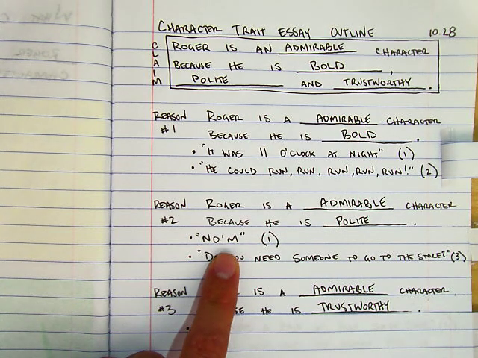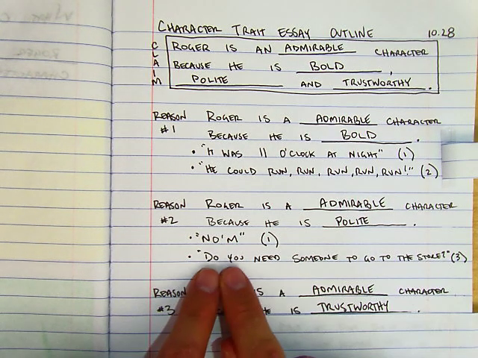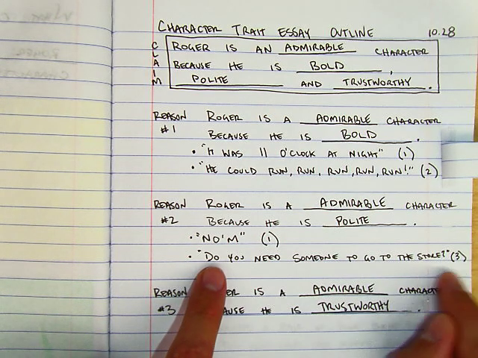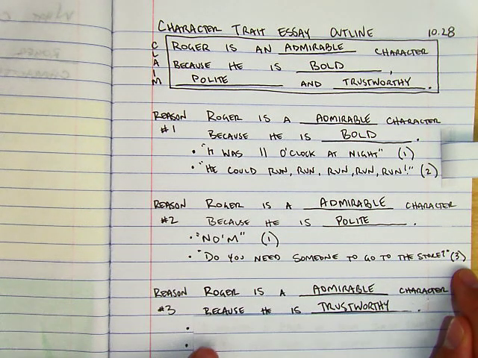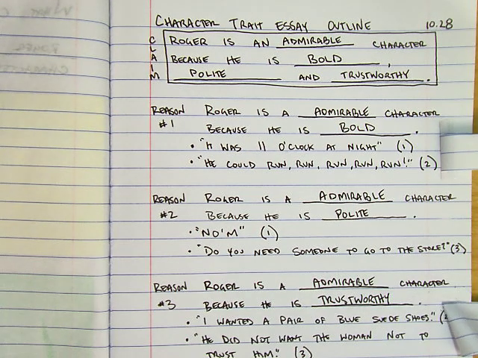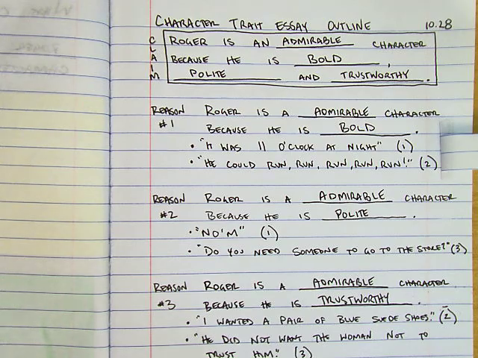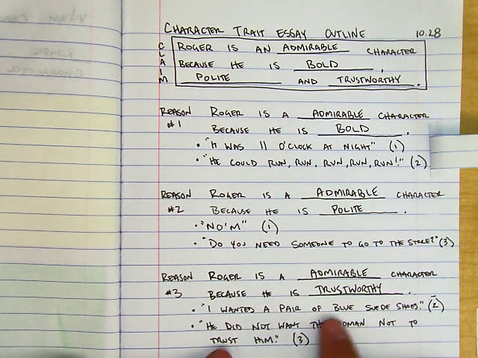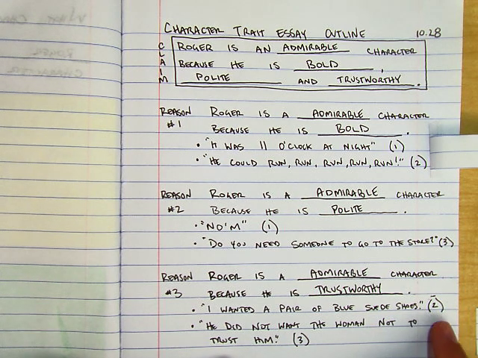The second time that I felt like Roger was polite is when he asked Miss Luella Bates Washington Jones, do you need someone to go to the store? And that was on page 3. Lastly, I had to find some evidence that shows that he's trustworthy. So I said that he was trustworthy when he tells Miss Luella Bates Washington Jones straight up, I wanted a pair of blue suede shoes, and that was on page 2.